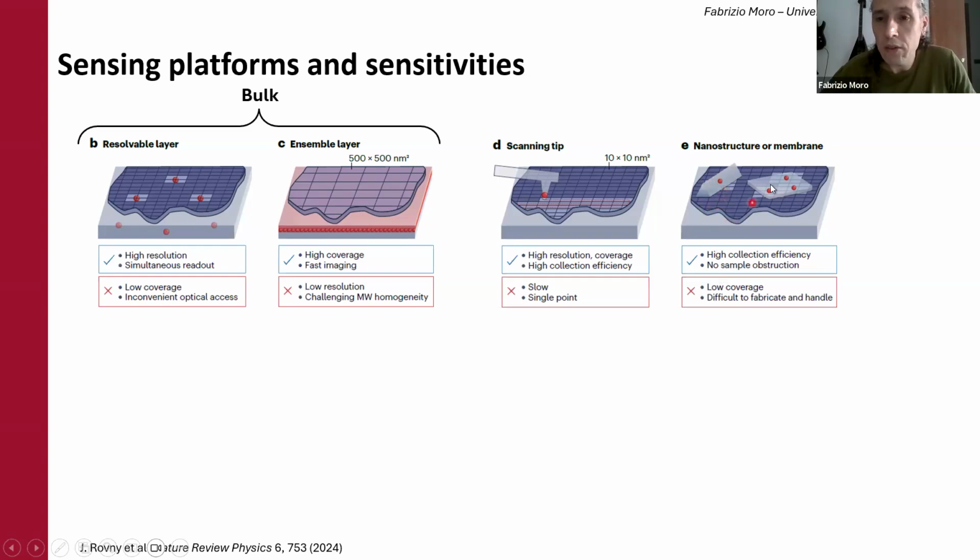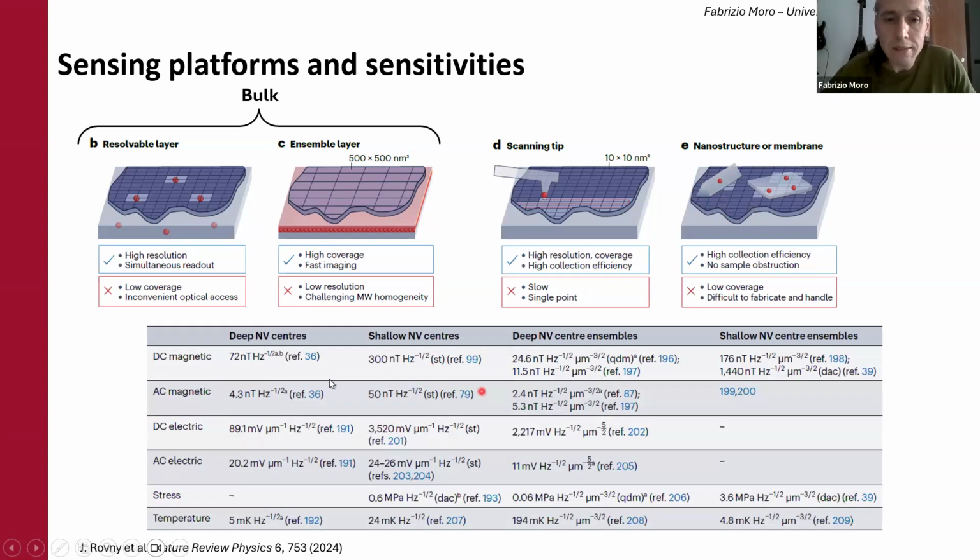But on the other hand, they provide low coverage, and they are difficult to fabricate and to handle. So each of these platforms has been tested against the sensitivity to DC, AC, electric, and magnetic field, as well as stress and temperature. And typically for each platform, as far as magnetometry is concerned, you can achieve nanotesla per square root of Hertz sensitivity. And eventually you can also combine different platforms to, let's say, compensate for the disadvantages of one or the other.